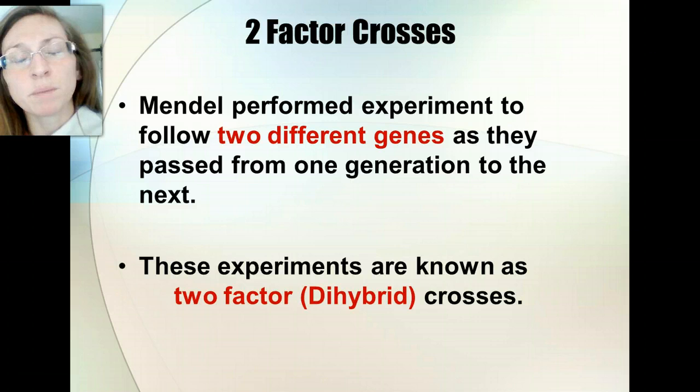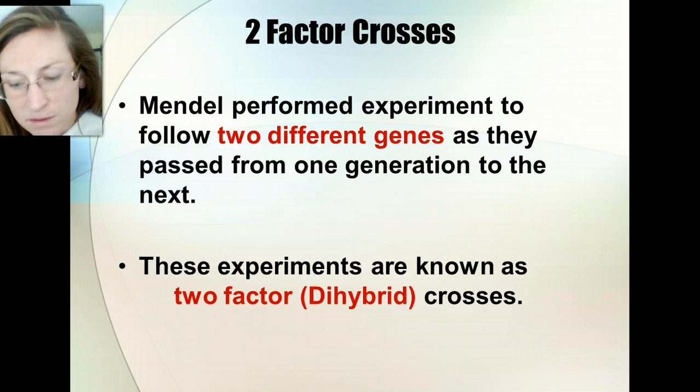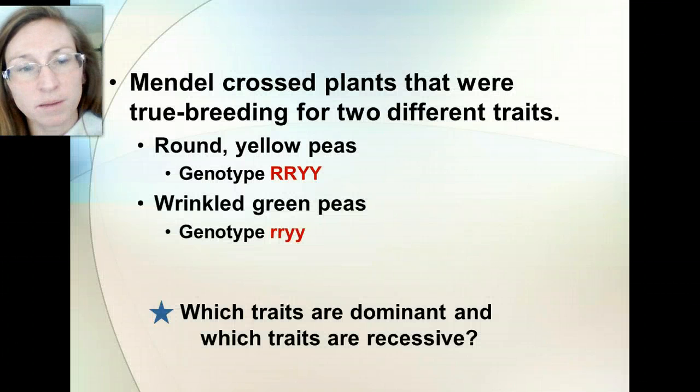So we can do this by performing two-factor crosses. They're also known as dihybrid crosses. Remember that di means two, hybrid means a mix. So Mendel performed experiments to follow two different genes as they pass from one generation to the next. And we're going to do an example here in a second.